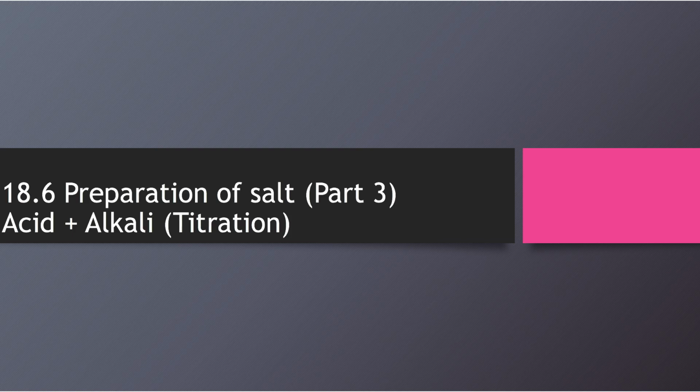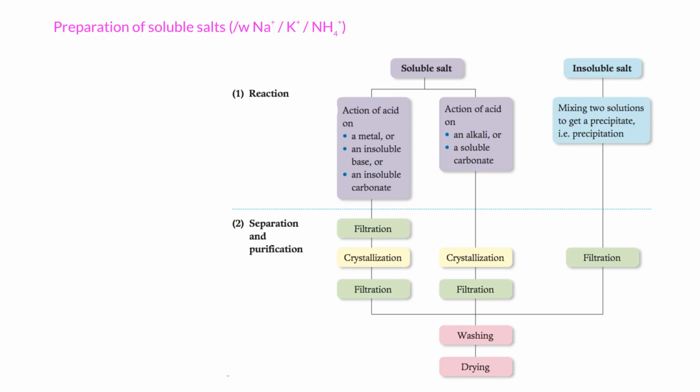18.6. This time we're going to talk about preparation of soluble salts which contain sodium ion, potassium ion, and also ammonium ion. In the previous videos, we talked about preparation of soluble salts. For soluble salts with sodium ion, potassium ion, and ammonium ion, we know that we are going to use a method called titration. In this video we're going to talk about what titration is, how we're going to prepare the salts, and then how we're going to separate and purify them.